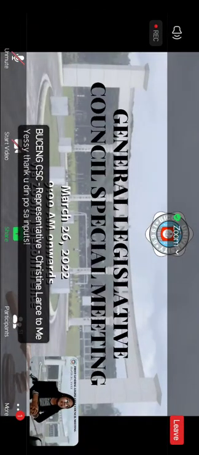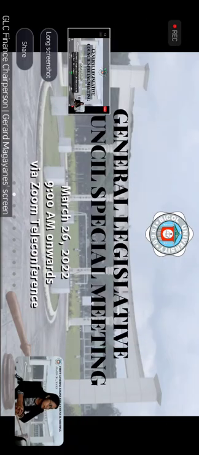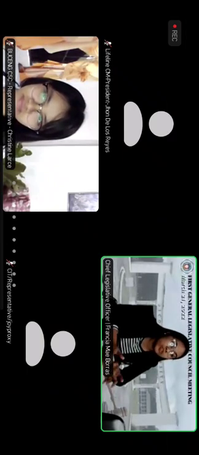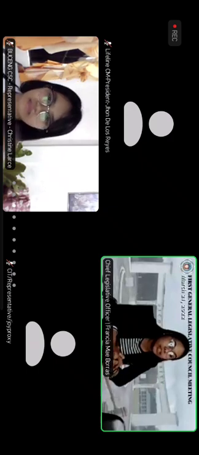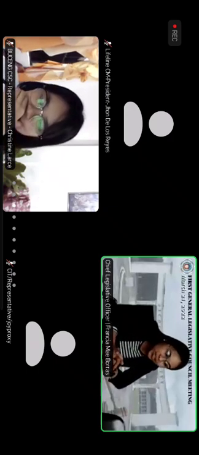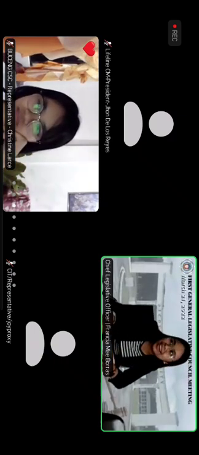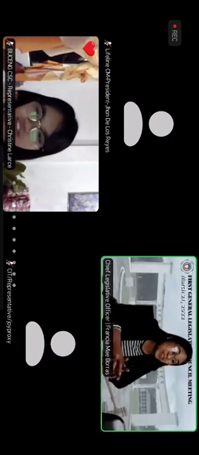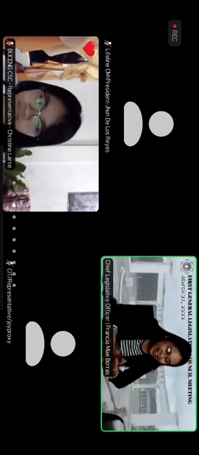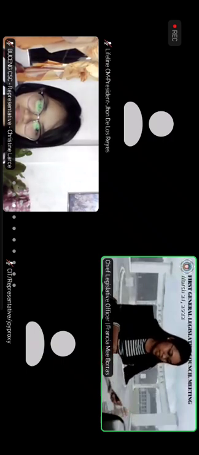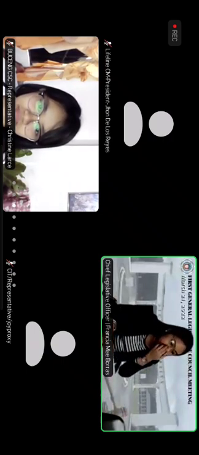And just an update, we have a total number of 6 resolutions passed, including the resolutions from our first Legislative Council meeting last Monday. So congratulations to all the authors para sa mga biwek for the Bicol University. Anyway, now we move on to the next item here in the order of business for the other matters.